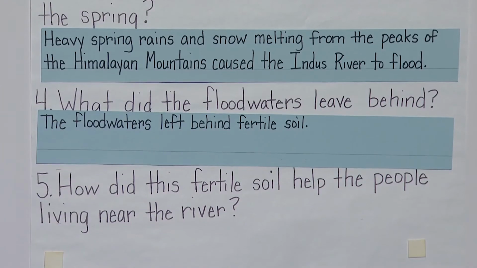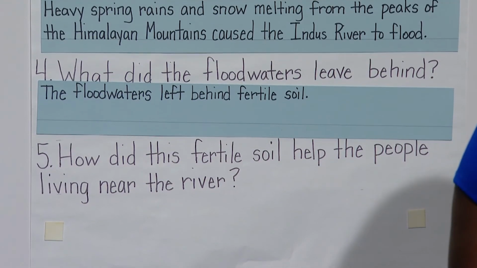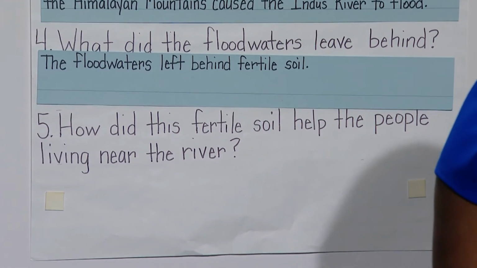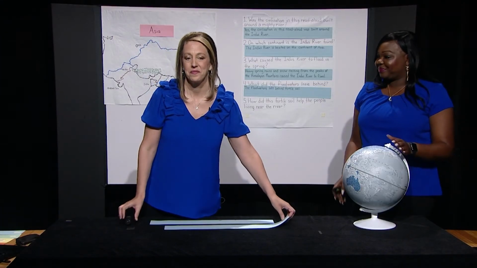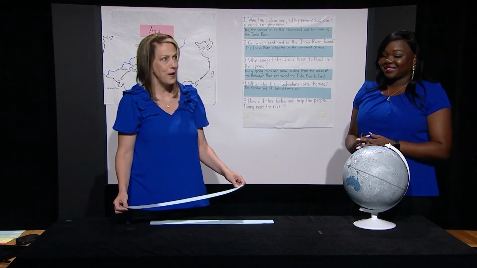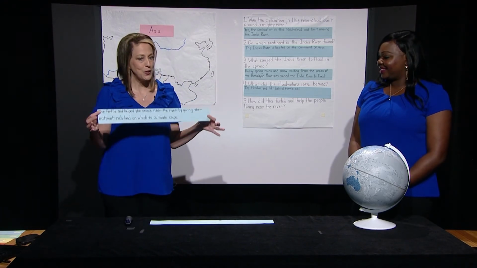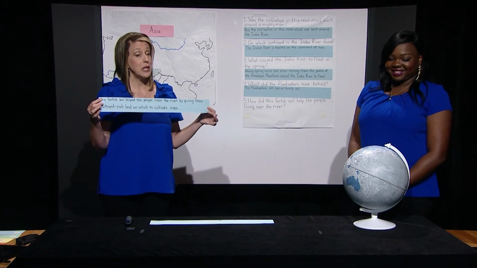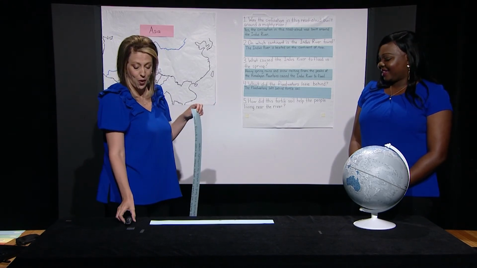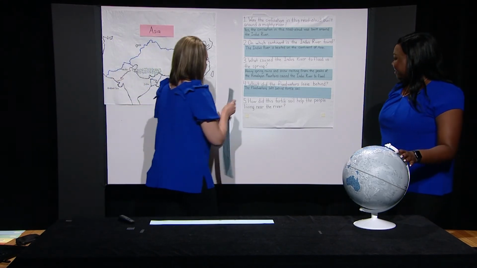And our very last question for today. Question 5. How did this fertile soil help the people living near the river? I remember that one. The fertile soil helped the people near the river by giving them nutrient-rich land on which to cultivate crops. Perfect.